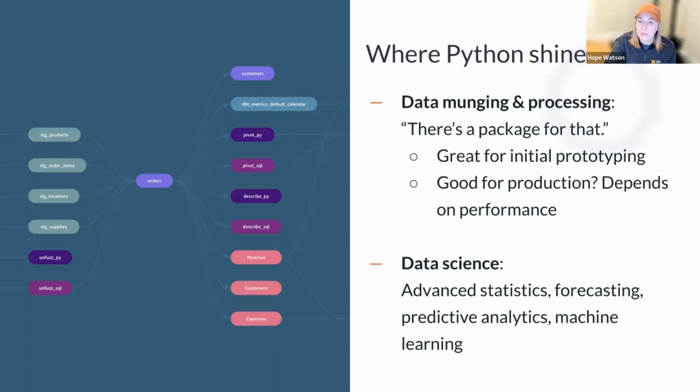All that being said, Python is still amazing and really good at a couple of things. The first is data munching and preprocessing. There's probably a package for that, whatever you're trying to do. And the reason why that's really cool is you don't need to reinvent code or even write SQL code from scratch if there's a package to already do that. The other reason is data science. Python is completely unparalleled in data science support and what exists out there. So if you want to do advanced statistics, forecasting, predictive analytics, ML, that's really Python native.